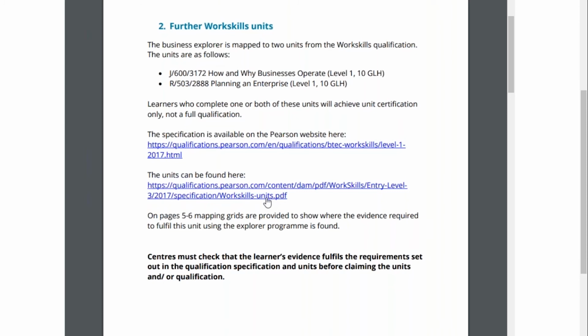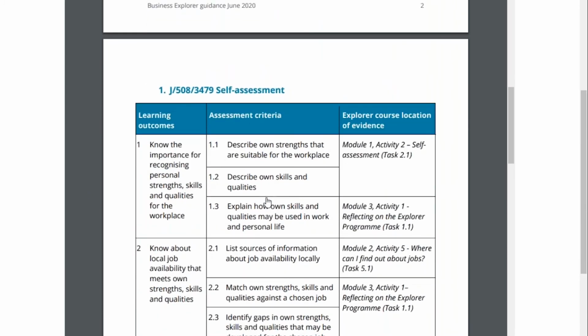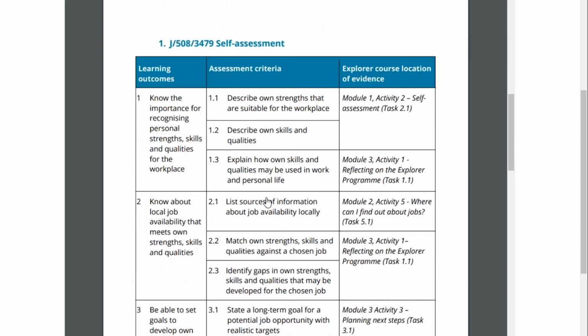Within the tutor guidance, if you scroll all the way down, you'll get very clear guidance on what assessment criteria the learner will need to achieve. So you can quite easily see that for these, the assessment criteria for Learning Outcome 1, if you look at the Explorer course location of evidence, it will tell you that Module 1, Activity 2, Self-Assessment, Task 2.1 are mapped over to 1.1 and 1.2. So that takes an awful lot of work out of your hands when it comes to mapping this program across.